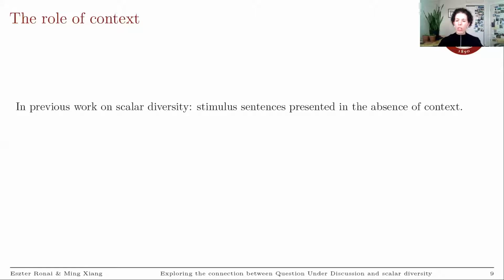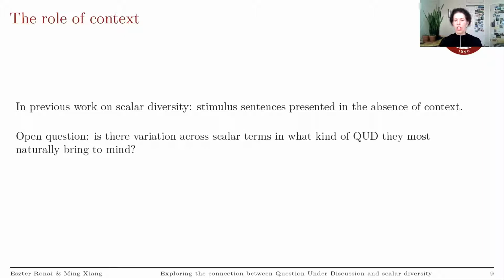However, in previous work on scalar diversity specifically, stimulus sentences, that is the sentences from which we're interested in whether an SI arises, were presented in the absence of any context. So this raises the question, might there be variation across scalar terms in what kind of QUD they most naturally bring to mind?